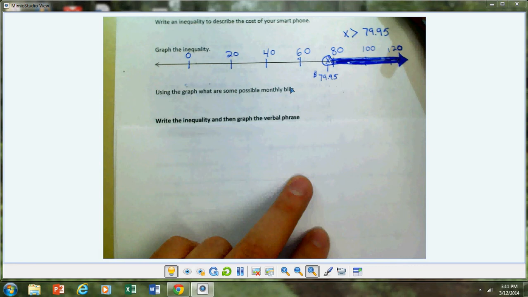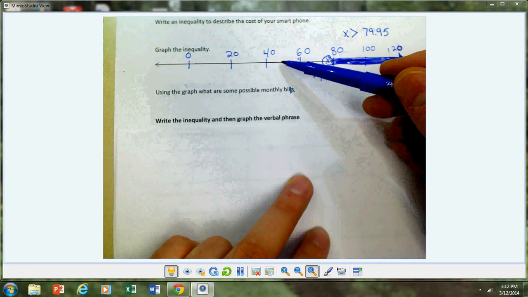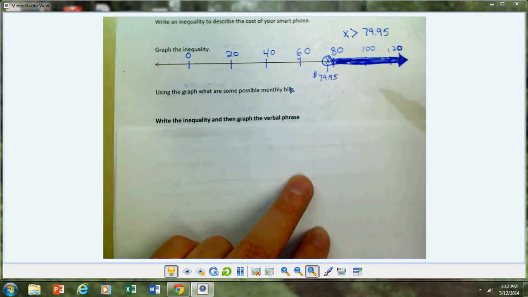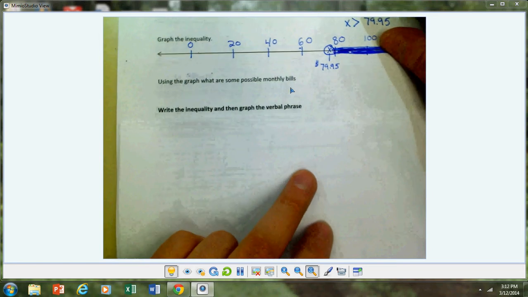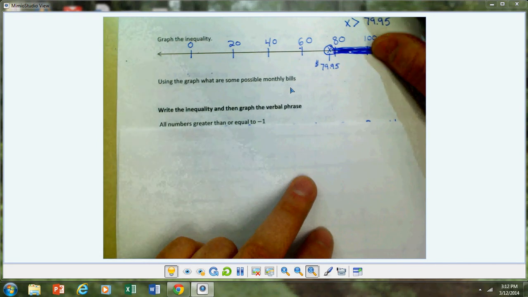Other possible monthly bills. So for instance, if you have a $40, $45 electricity bill, it would be here. If it's a set one per month like your Comcast cable or whatever company that you have, that would be a set cost. So it would be a filled in square. You need to write the inequalities for the possible verbal phrases. Go through, pause the video, and answer all those following questions.